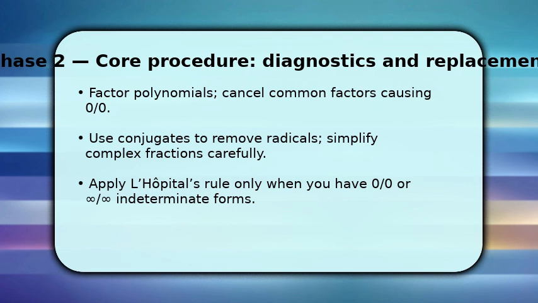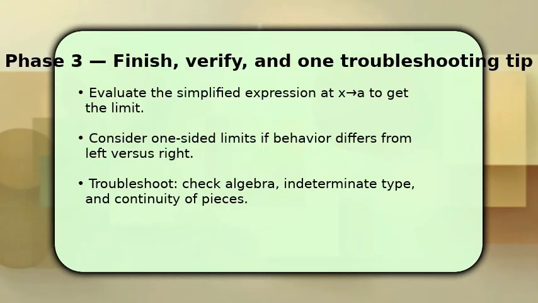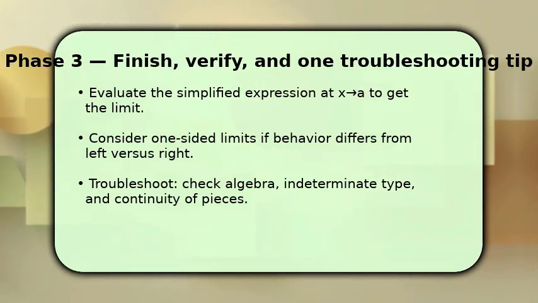Repeat L'Hopital as needed, but always check algebraic simplification first to avoid extra work. Finally, substitute x → a into your simplified expression and record the resulting number. That is the limit. If substitution differs from left and right, compute one-sided limits to determine existence.